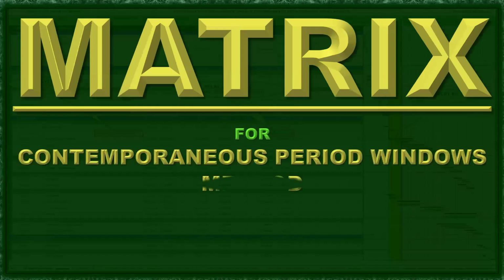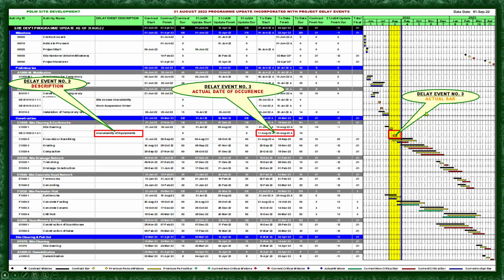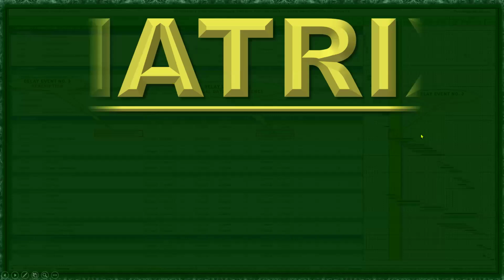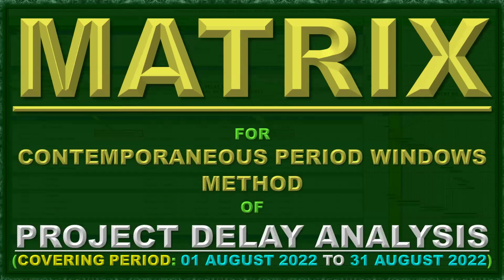So the metrics, let's get back here. The delay event for this period is only 1, right? For the month of August. Let's move forward and do the matrix again for the contemporaneous period windows method of project delay analysis covering August 1 to 31st of August 2022.